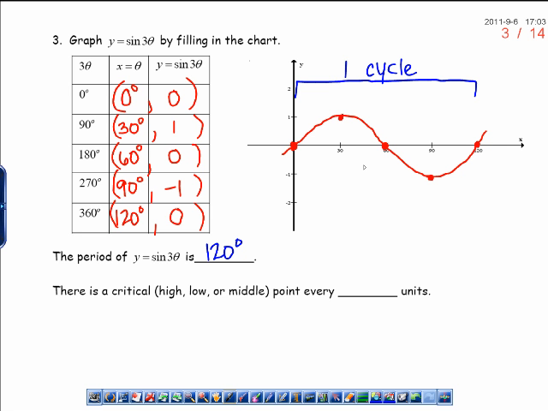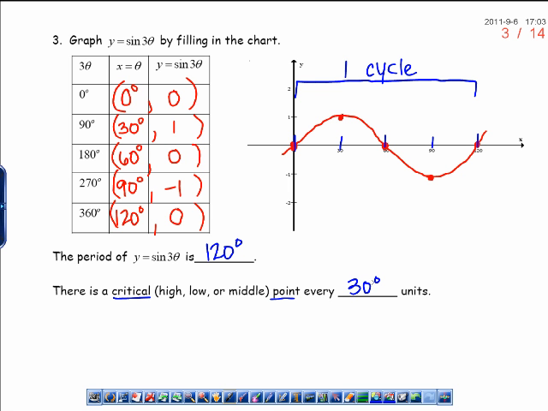Okay, and so let's answer the next part here. There's a critical high, low, or middle point every so many units. So these are the points that I plotted. Let's think. From one to the next is every 30 degrees. And these are your tick marks, or your hash marks. That's what we're going to call a critical point. We can see that they're 30 degrees apart.